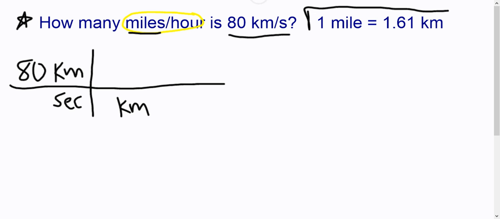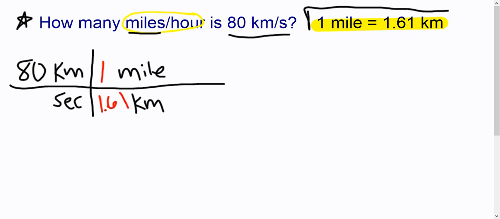Well, lucky us, this problem gave us the conversion. In 1 mile, there is 1.61 kilometers. So I can put miles on top here because I know the conversion factor. And then I'm going to put it in. So it tells me that in 1 mile, there are 1.61 kilometers. That says 1.61. Okay. So there we go.